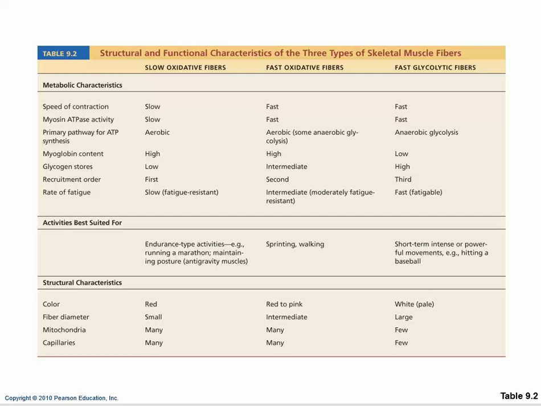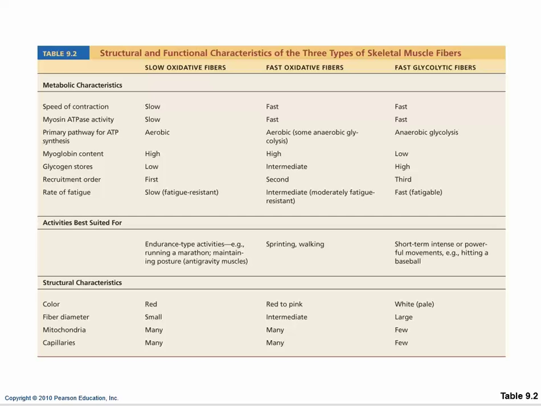We use them first because they last the longest. They're fatigue resistant. So we use this when we're doing endurance activities, marathons, when your calf muscles are standing a long time. These are red fibers. Now, because they have to get a lot of oxygen to the center, to the mitochondria, they tend to be very thin fibers. They're small diameter.